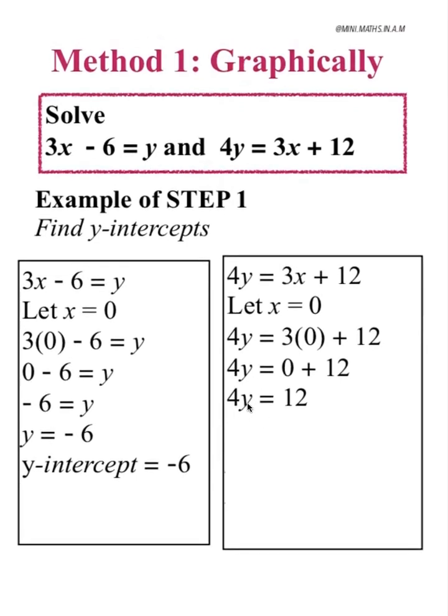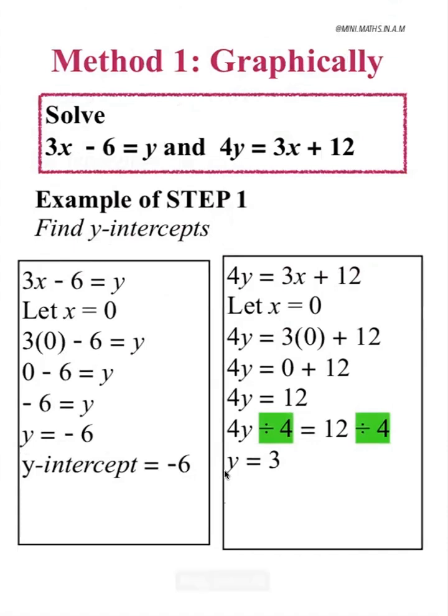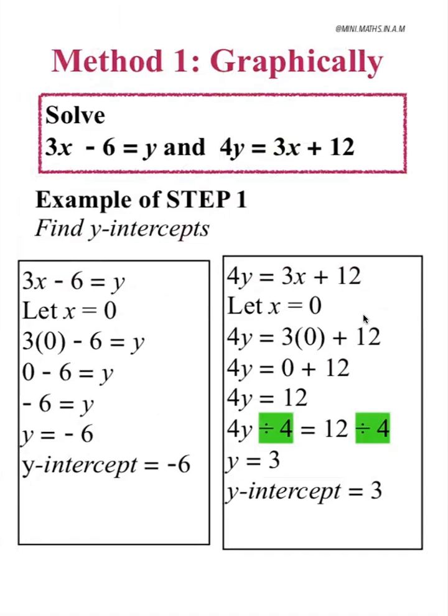Okay, and then we want to get y by itself. Well, it's being multiplied by 4. They're being timesed together. When we write things next to each other in algebra, we're multiplying them. So we have to do the opposite of multiplying, which is dividing. So we divide both sides by 4. What we do to one side, we have to do to both. So 4y divided by 4 just leaves us with y. Then 12 divided by 4 leaves us with 3. So our y-intercept for this equation over here is 3.